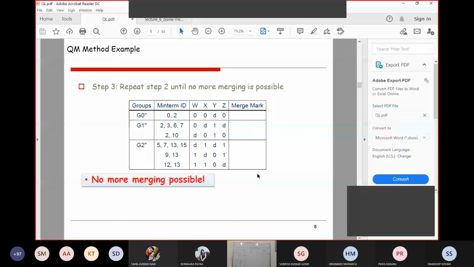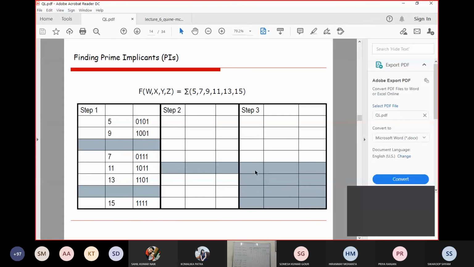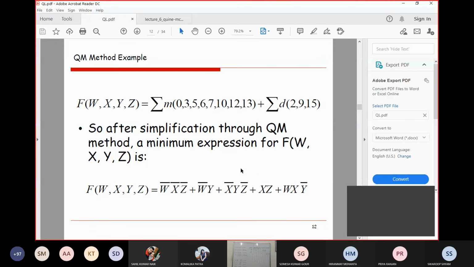So now, what next? Did you get the function? After that, this much you want? The minimum expression is this much, you can cross verify.